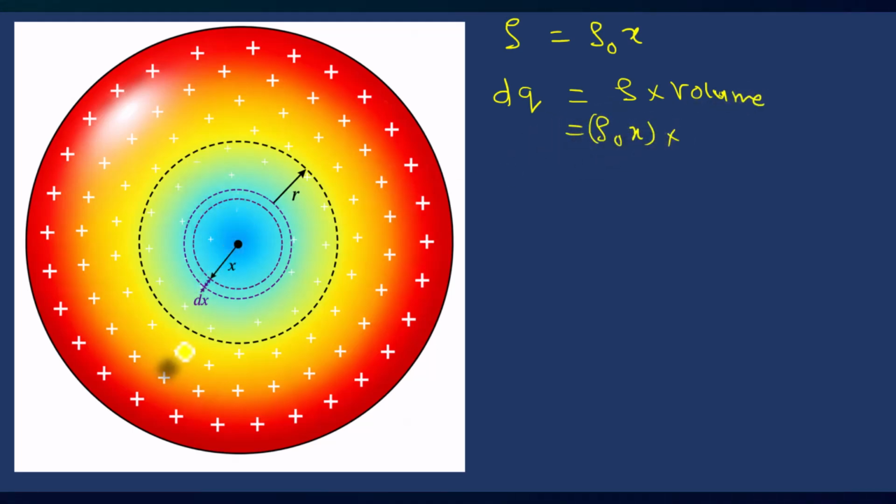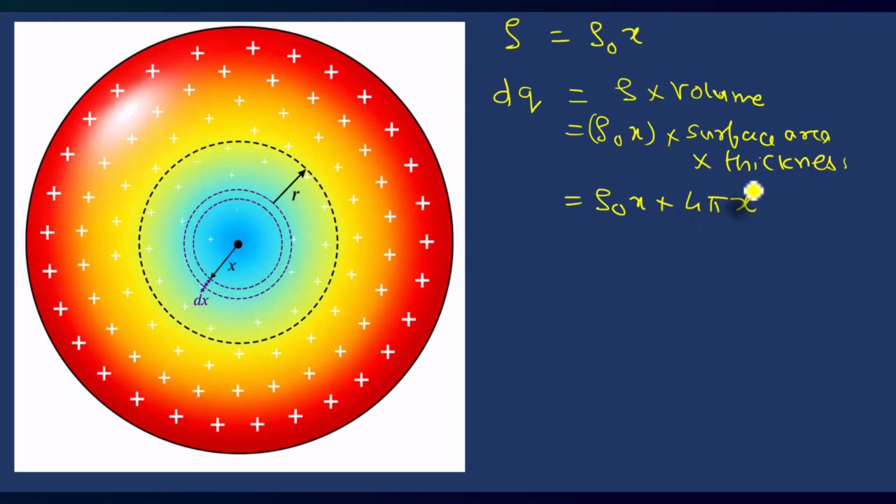And what is the volume of this shell? Please remember, it's a part of a sphere. So, the volume will be its surface area into the thickness of this shell. And that will give me rho naught x into 4 pi, radius is x for this shell, so 4 pi x square into dx. And if I simplify this further, I'll get 4 pi rho naught into x cube into dx. So that is the small charge dq on this spherical shell.